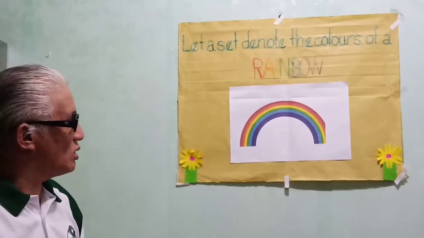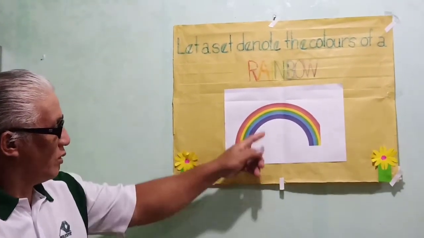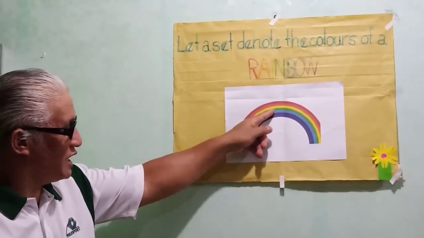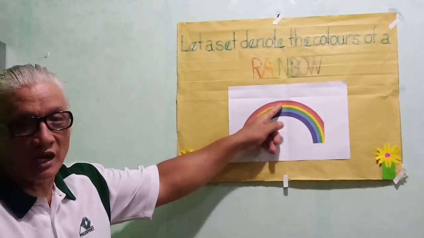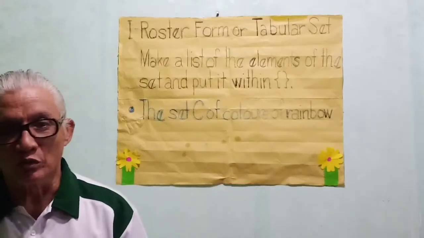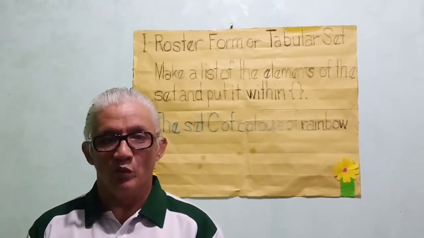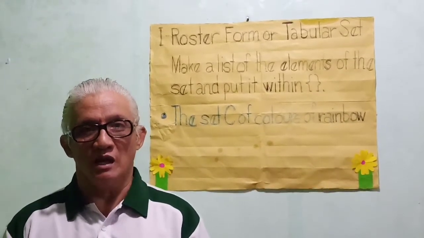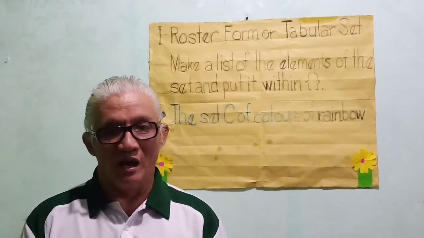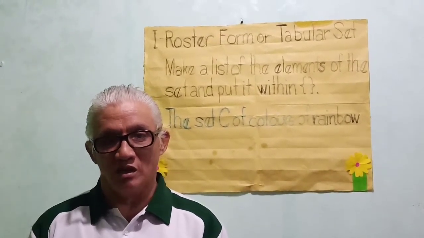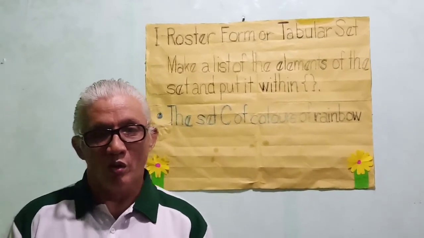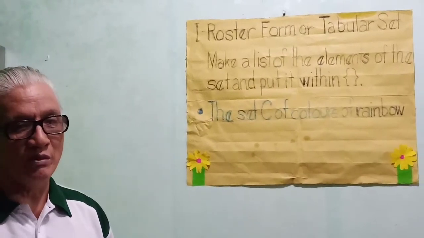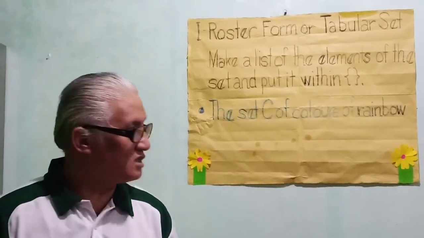Now, let a set denote the colors of a rainbow. What are the colors of a rainbow? Violet, indigo, blue, green, yellow, orange, and red. In roster form or tabular form, we will make a list of the elements of the set and put it within curly brackets. Let's name the set C for the colors of a rainbow. We will make the list of those as elements and write it within the set C.